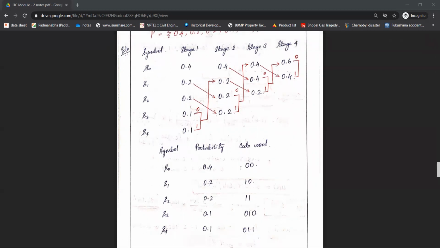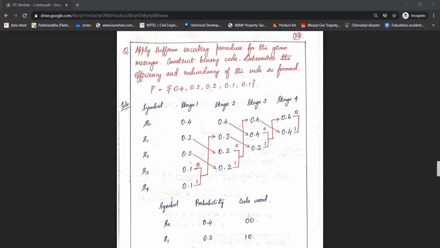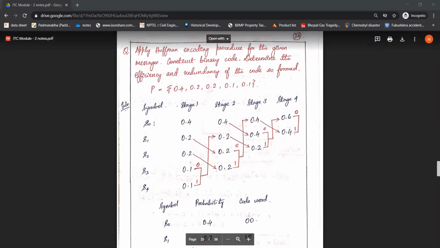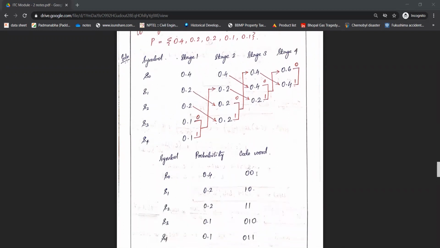How will we write? First, let's find the code word for S0. So go back to this Huffman encoding procedure that you have followed. S0 code word I want. So trace the path. S0 value of probability is 0.4. So we have 0.4 again over here and then follow this arrow mark. We have 0.4 and we got 0 and traverse through this path. We have 0 and 0. So that is the code word for S0.